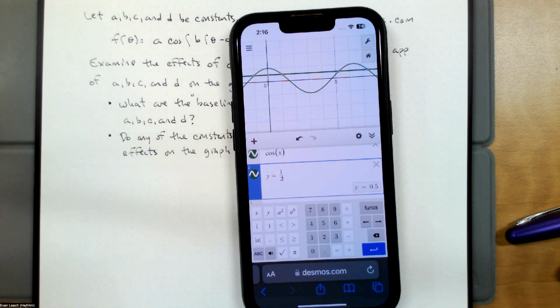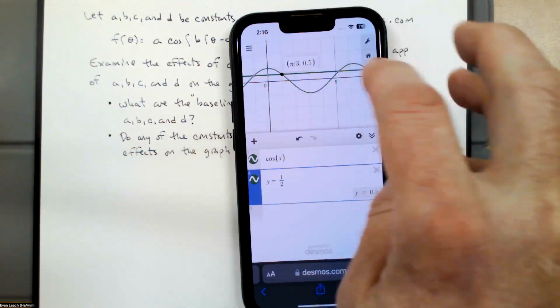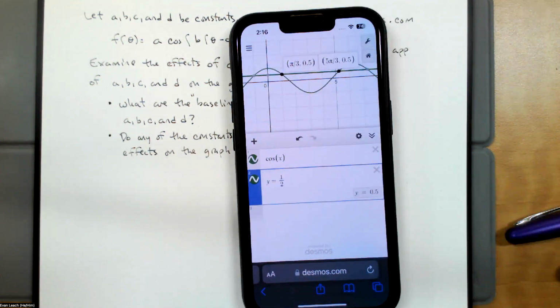Now Desmos will let me click on that intersection point. So that's happening at pi/3 and 5 pi/3. So there's our 1/2s, but it just doesn't let us find those points by clicking on them. Or maybe I just can't do it. Maybe Desmos knows, oh, this is an old person. We don't have to click where he's telling us to click.